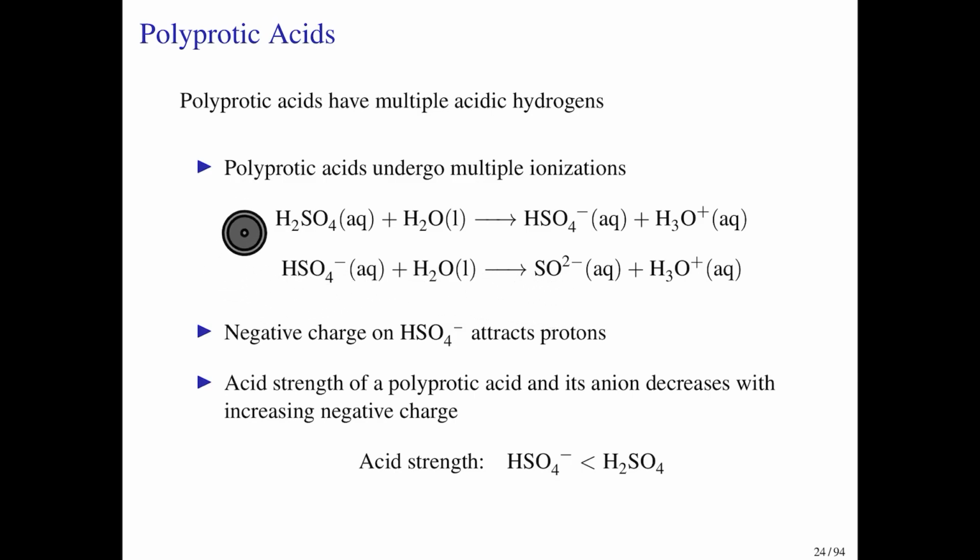The question is which of these two acids is stronger? Is the sulfuric acid stronger, or is the hydrogen sulfate ion a stronger acid? Essentially, the negative charge on the hydrogen sulfate ion attracts protons towards it, so it makes it harder to donate away that proton compared to sulfuric acid. So among these two, sulfuric acid would be the stronger of the two. In fact, sulfuric acid is a very strong acid, whereas hydrogen sulfate would be relatively speaking quite weak.